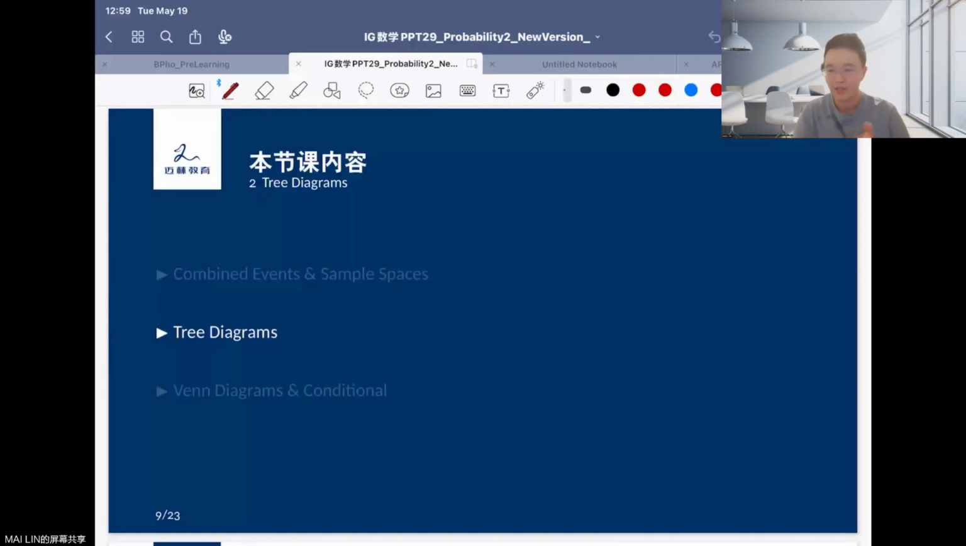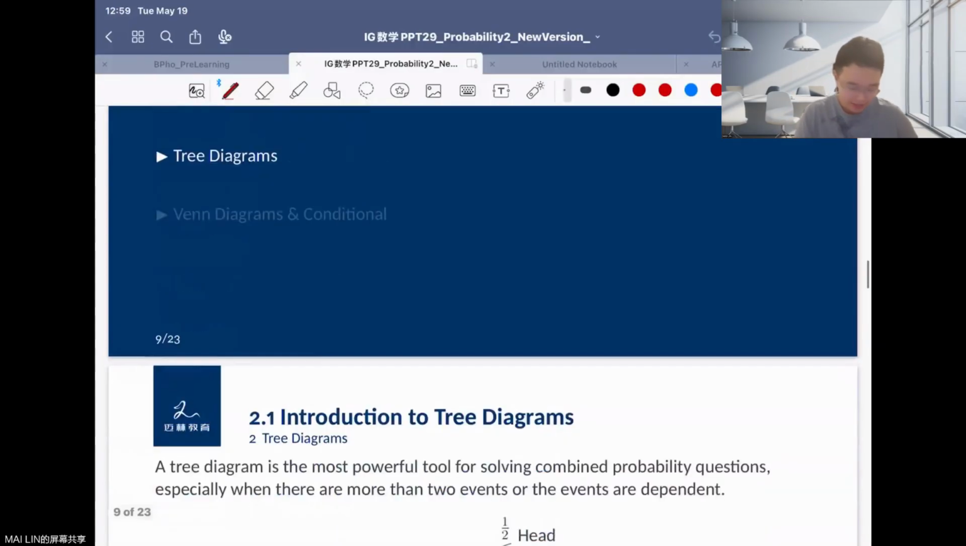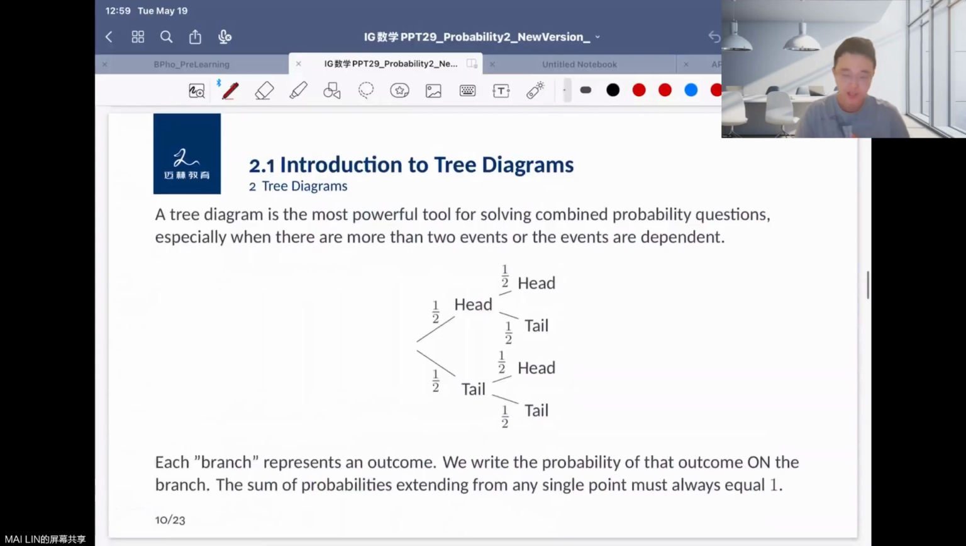Okay, hello guys. Today I'll talk about the tree diagram. Okay, so let's move into the first part about tree diagram. So here, what is a tree diagram?